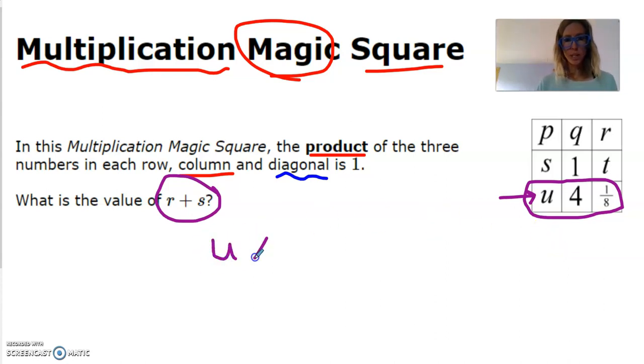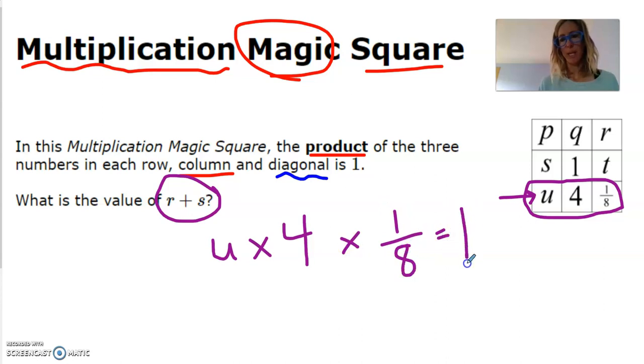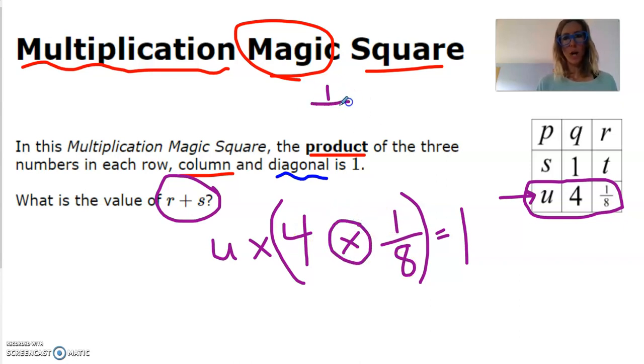So U times 4 times 1/8 needs to equal 1. Okay, so I can figure out this much right here. I need to find 4 groups of 1/8. So I could go 1/8, and I need that 4 times: 1/8, 1/8, and 1/8.